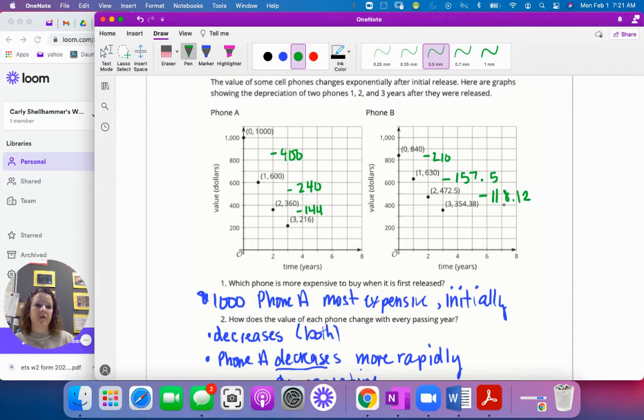If it were changing by consistent subtraction, then it would not be exponential, it would be linear. But our subtraction is different every time, so it is exponential. What was this question? Which one is falling in value more quickly? Explain or show how you know.